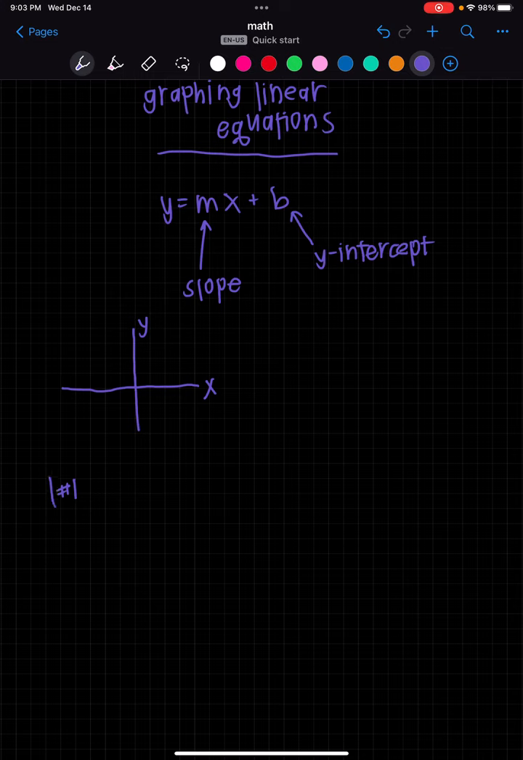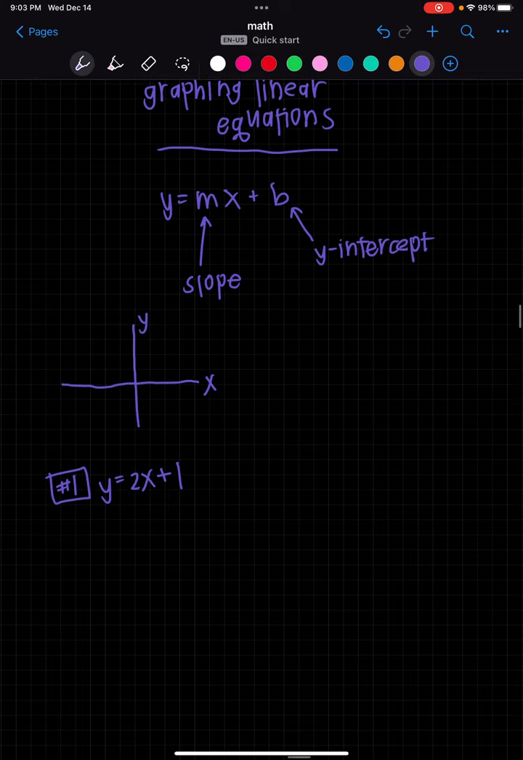The first example is y equals 2x plus 1. So the first thing I'm going to do is find my slope and my y-intercept. My slope is always the number that's attached to the x or in front of the x. So in this case, my slope, or m, is equal to 2 because that's the number that's attached to x. Then we're going to find our y-intercept, which is b, and our y-intercept is the thing that's not attached to the x. It's usually behind the x or the thing without the x. In this case, it's 1.